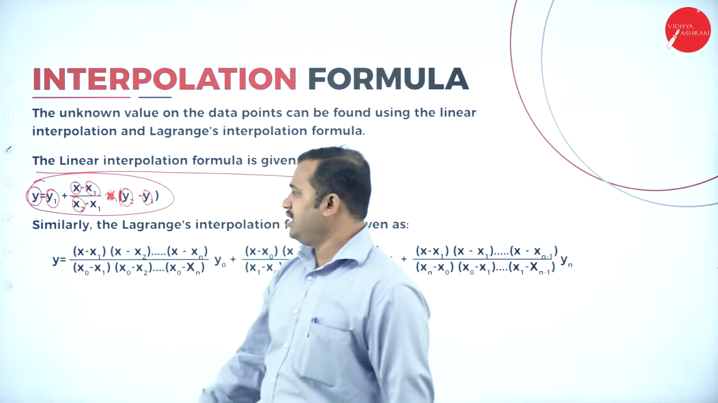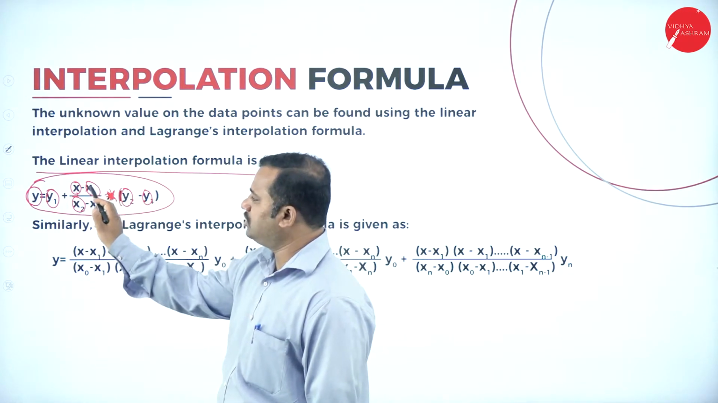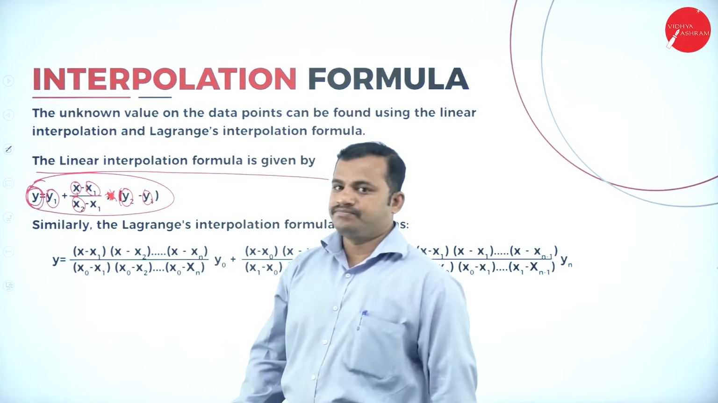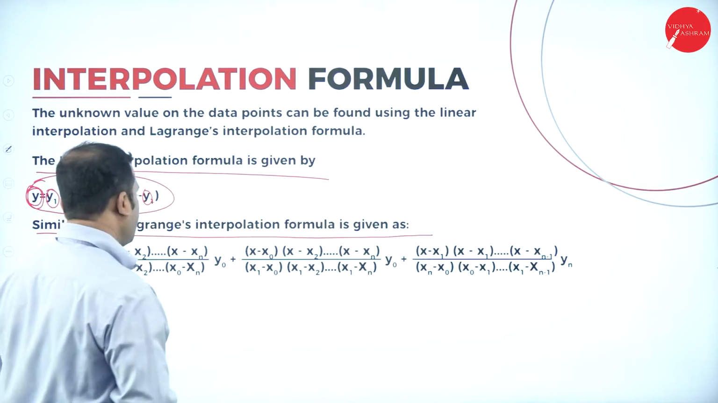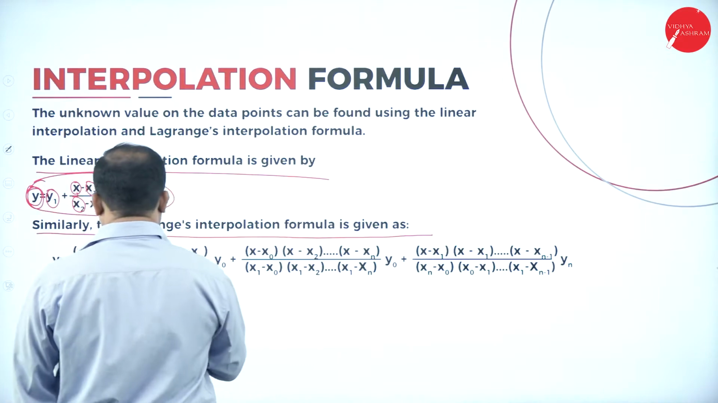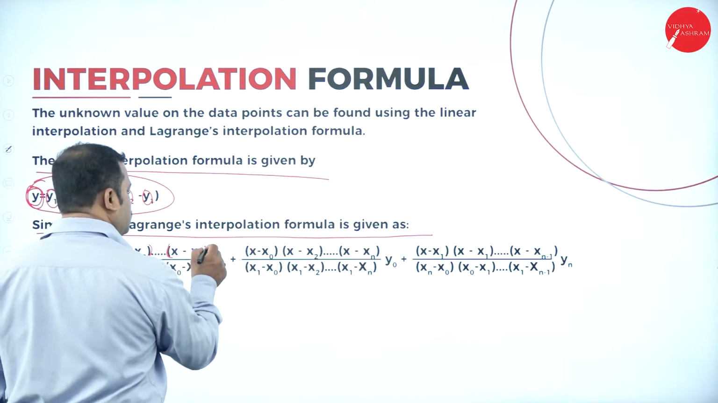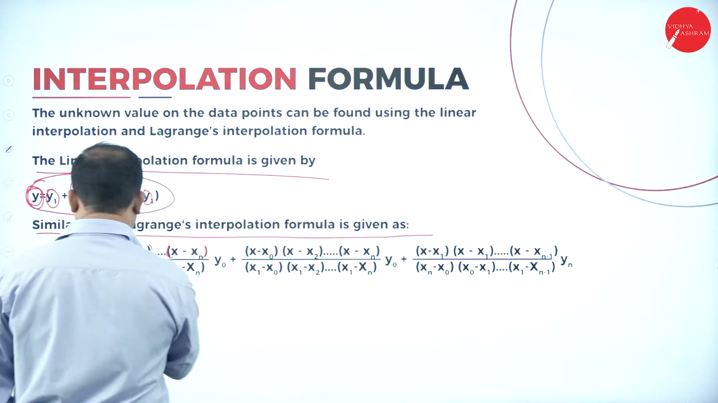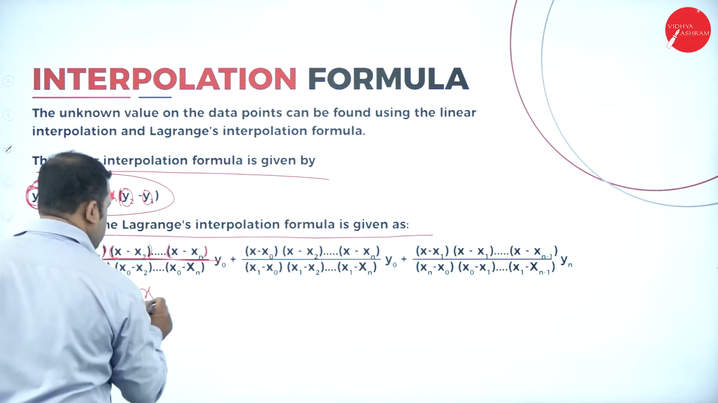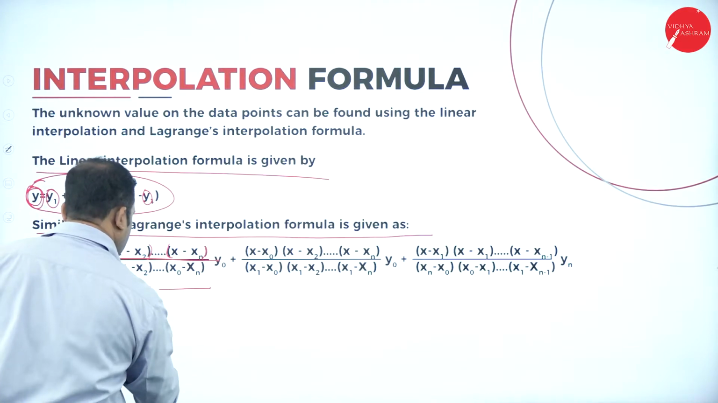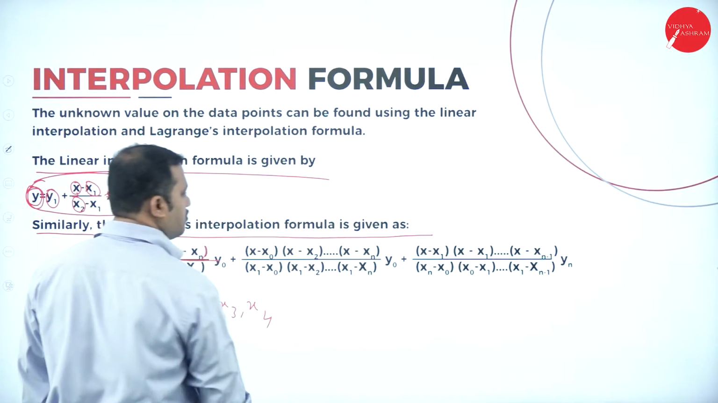Because I have the values of x, x1, x2, y1, y2, with these known terms, I am going to determine the value of y. Similarly, the Lagrange interpolation formula is given by: x minus x1, x minus x2, x minus x3, so on up to x minus xn, divided by x0. I am using the terms x0, x1, x2, x3, x4 here.